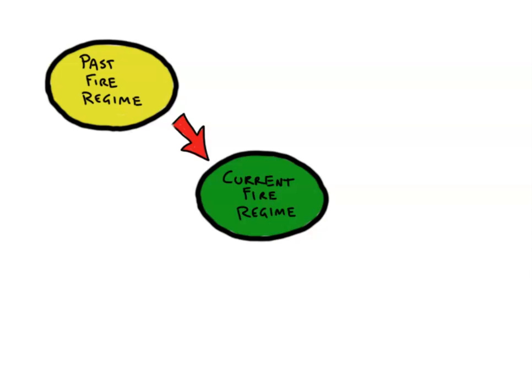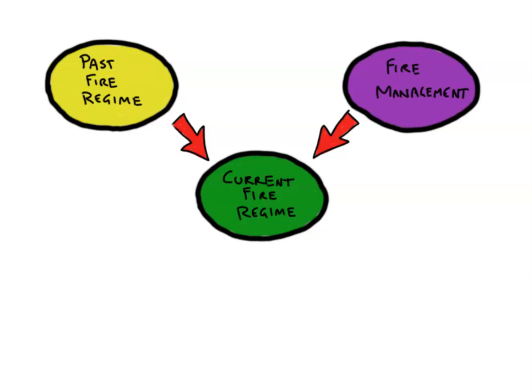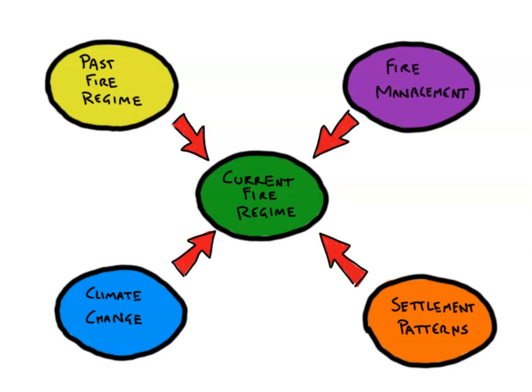There may have been other changes in things like settlement patterns, land use, and climate that would interact with the fire regime. But knowing the historical regime of a place can be a useful starting point for fire management.